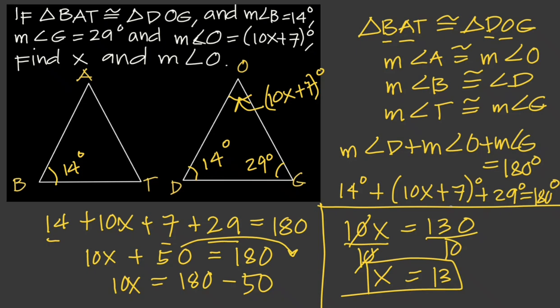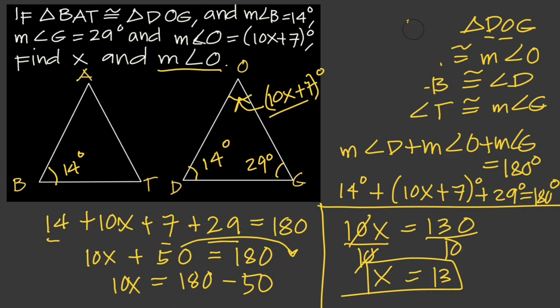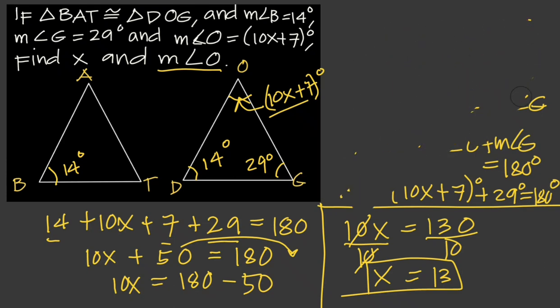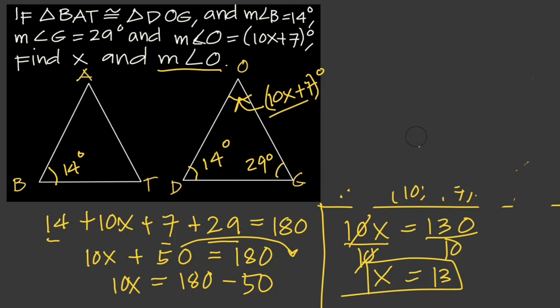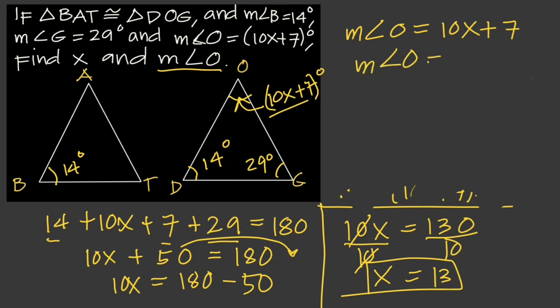Now solving for the measure of angle O, we can just plug in 13 into 10x plus 7. The measure of angle O is equal to 10x plus 7. So we substitute 13 for x. Then that means the measure of angle O is 137 degrees.